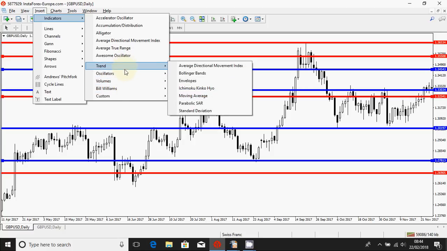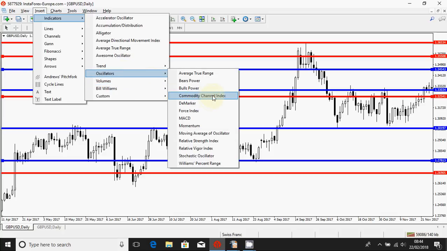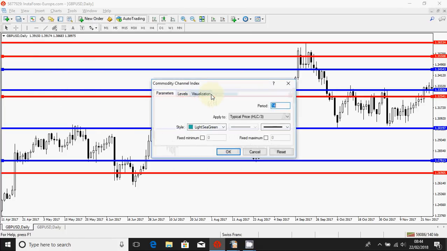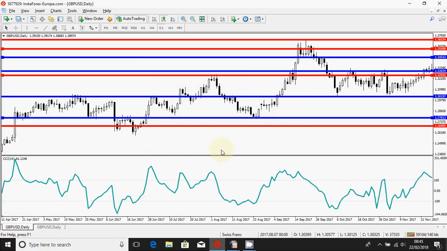Let's pick oscillator, commodity channel index, or MACD. Any of those indicators will do. So let's pick commodity channel index, 14 period by default. So there we go. Now let's pick one of them. Okay, let's pick this area, for example.